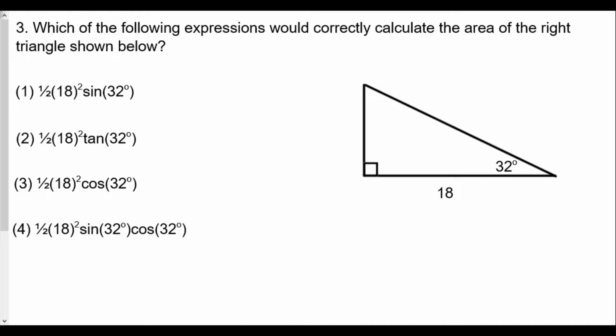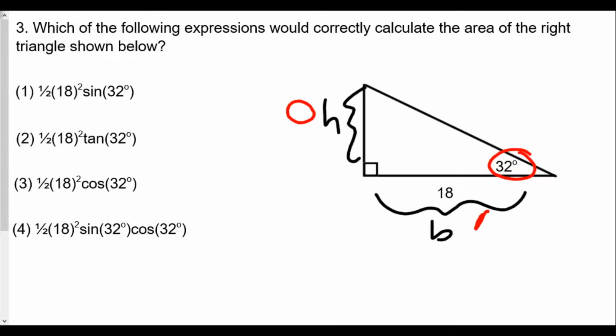Well, again, this will be our base, and this will be our height. Since this is our angle of 32 degrees, and this is really the leg opposite to the leg adjacent, we're going to use tangent. So the tangent of 32 is equal to opposite over adjacent, which is going to be the height we're looking for, over the base of 18.